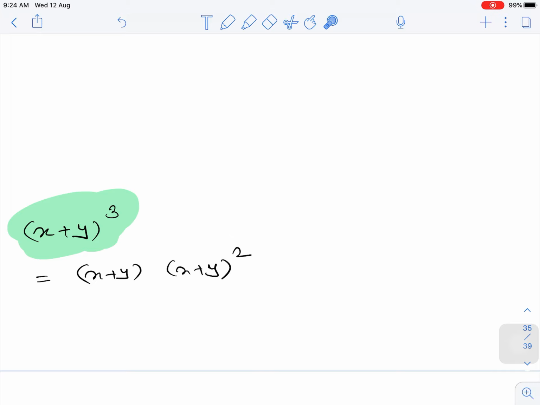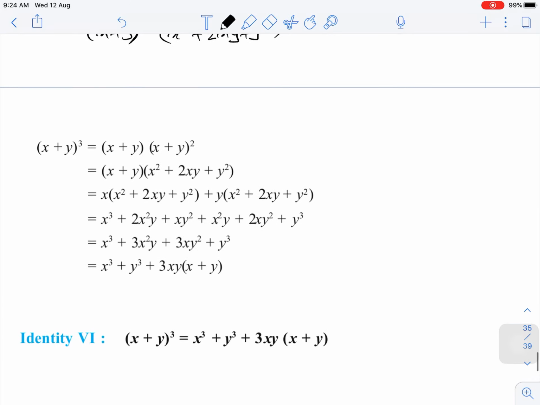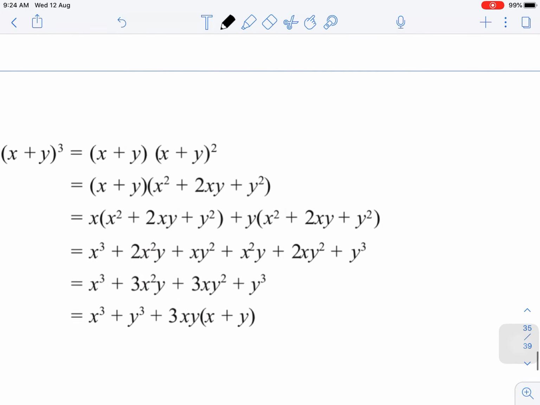We already have its identity. What is its identity? Instead of this we can write it as x square plus 2xy plus y square. Now from where did we get this identity? This is our identity number 2, which we have already learned. And this (x plus y) will remain as it is. Now let us see what will happen further.